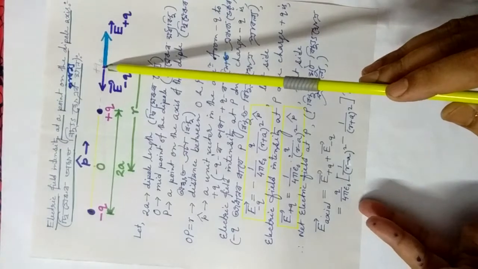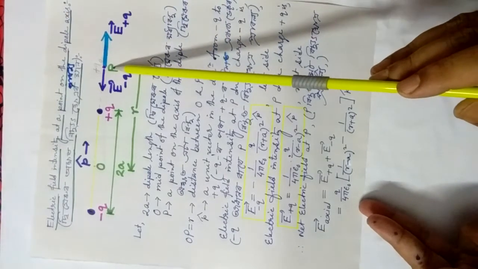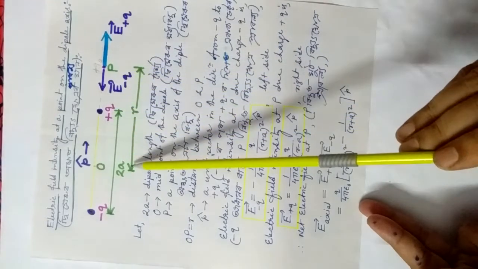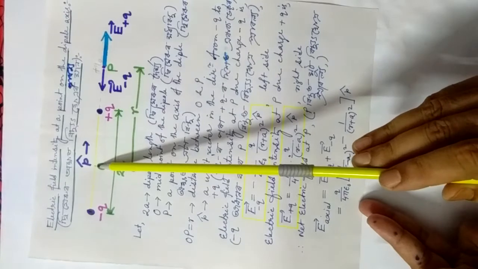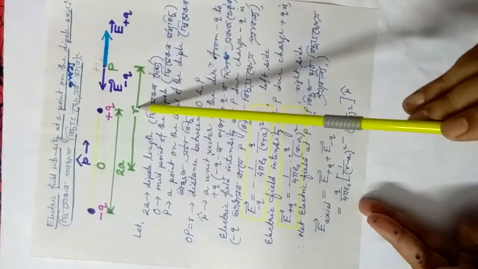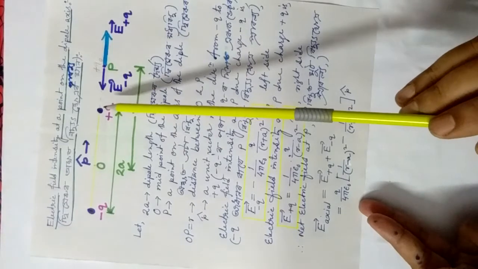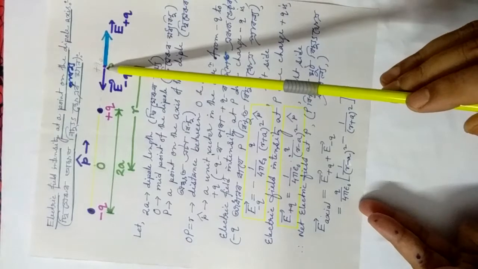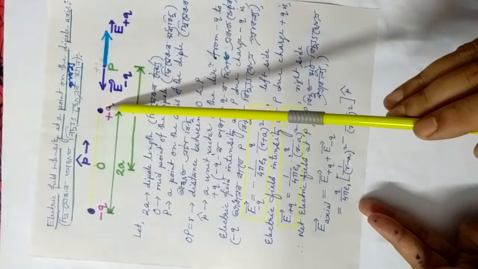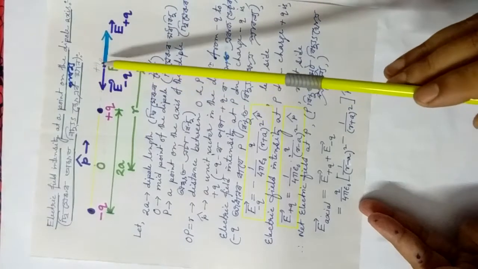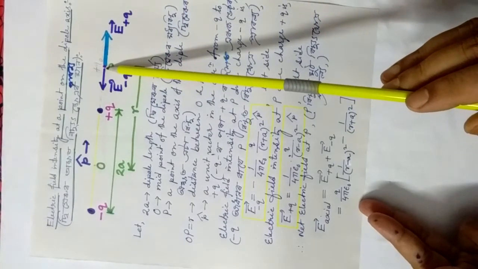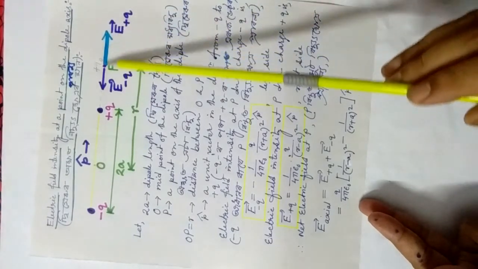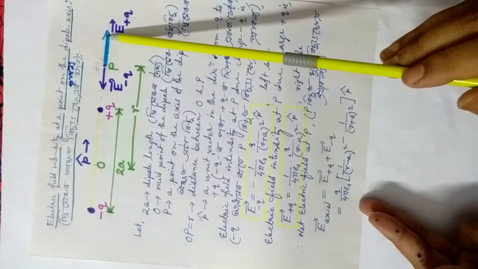Suppose we are going to find out the electric field intensity at point P, near the positive charge plus q. It is at a distance r from the center of the dipole. That means OP equals r. Now, due to the two charges plus q and minus q, there will be two electric field intensities. Suppose due to the plus q charge, at point P the electric field intensity will be E vector plus q, and it will be towards the right side, that means this direction. Now why?